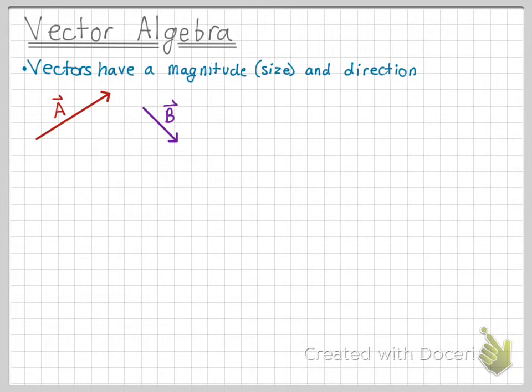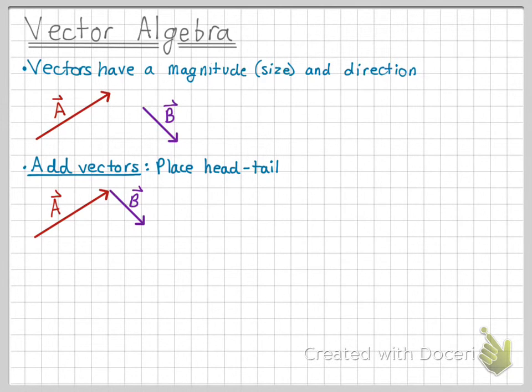the arrow is pointing. And when we add vectors, we simply place one vector's tail to another vector's head. So the vector A plus B will look something like this, and the resultant vector is going to be from the first vector's tail to the second vector's head.